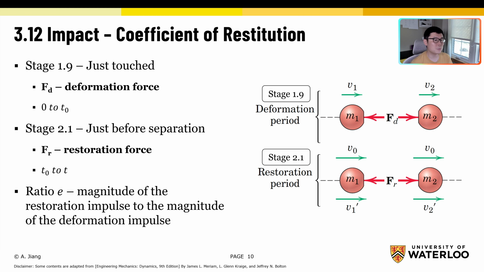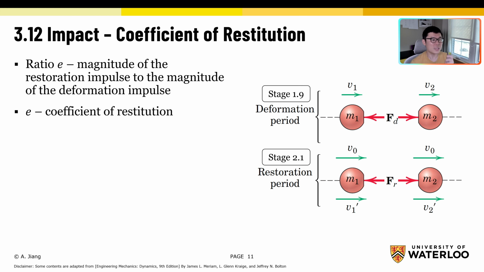I want to introduce a ratio E here. Ratio E can be used to measure the magnitude of restoration impulse to the magnitude of deformation impulse. And we know how to calculate impulse, right? So this ratio E has a special name called coefficient of restitution.